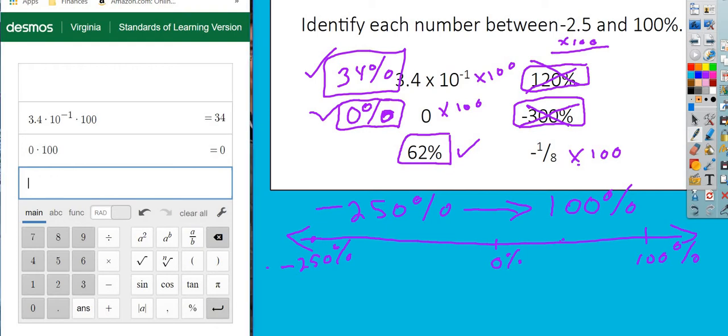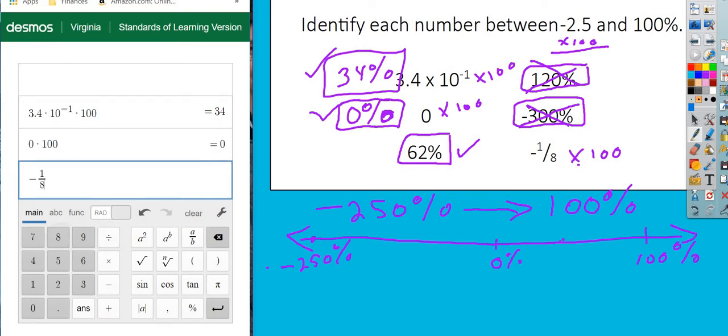And then we're going to come over here and take negative 1 divided by 8. And then again, we have to multiply it by 100 to make sure it's a percent. That gives us negative 12.5%, which would be definitely below the 0% and above the negative 250. So I'm going to put the percentage here, negative 12.5. That is also an answer. So in this situation, we knew 34%, 0%, 62%, and negative 12.5% were within the range.